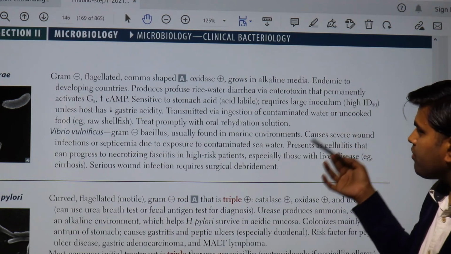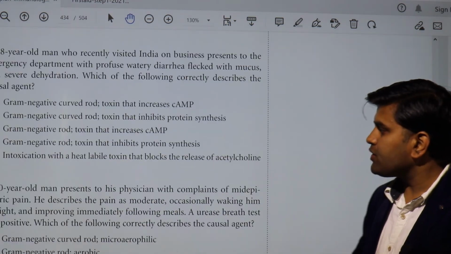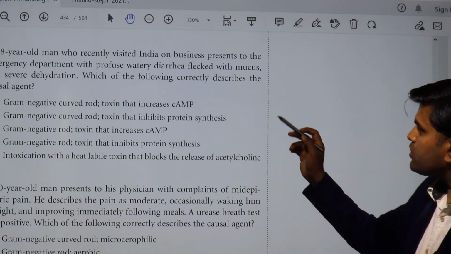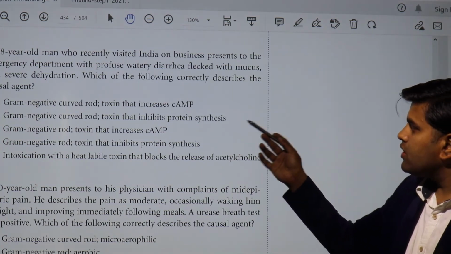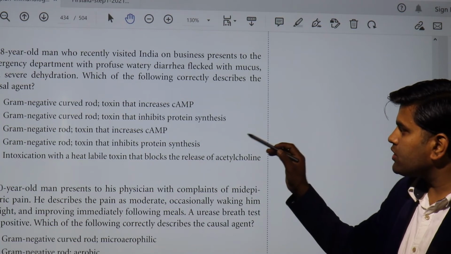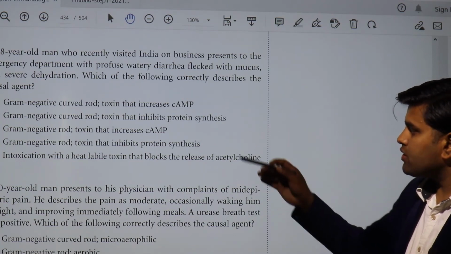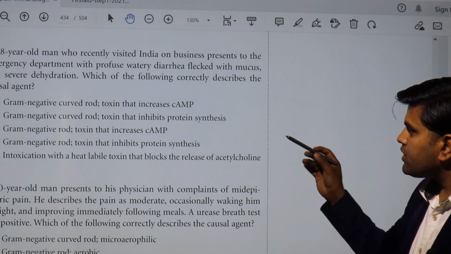They give a lot of information, and this information will be present in your question. So they are asking which describes it. A gram-negative curved rod? Yes. A toxin that increases cyclic AMP? Yes, that is also true. A gram-negative curved rod with a toxin that inhibits protein synthesis? No, that is not true. A gram-negative rod with a toxin that increases cyclic AMP.